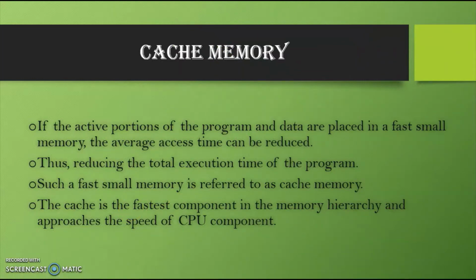Cache memory. If the active portions of the program and data are placed in a fast small memory, the average access time can be reduced, thus reducing the total execution time of the program. Such a fast small memory is referred to as cache memory. The cache is the fastest component in the memory hierarchy and approaches the speed of the CPU component.